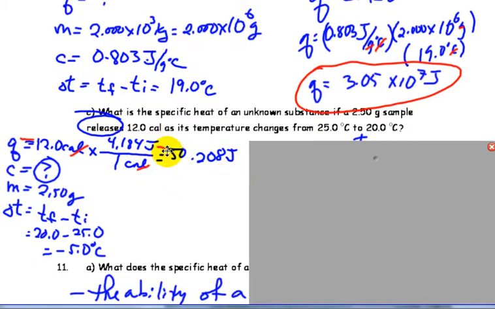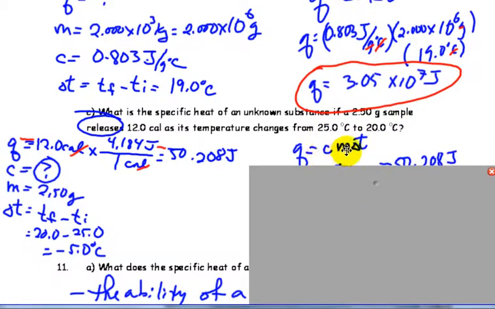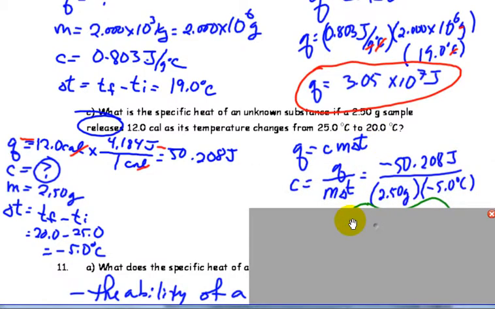50.208 joules, and I slapped a negative in front of it because it is losing heat. It's releasing heat, so we have to put that negative in front. And the temperature change is negative 5, because final minus initial, 20 minus 25 is negative 5. So we're looking for C in this case. So we have C times M times T. If I divide by MT on this side and divide by MT on this side, the M and the T's will cancel on the right-hand side and I'll have my equation. And you can see the signs here will cancel out so that the specific heat ends up being a positive number as opposed to a negative.